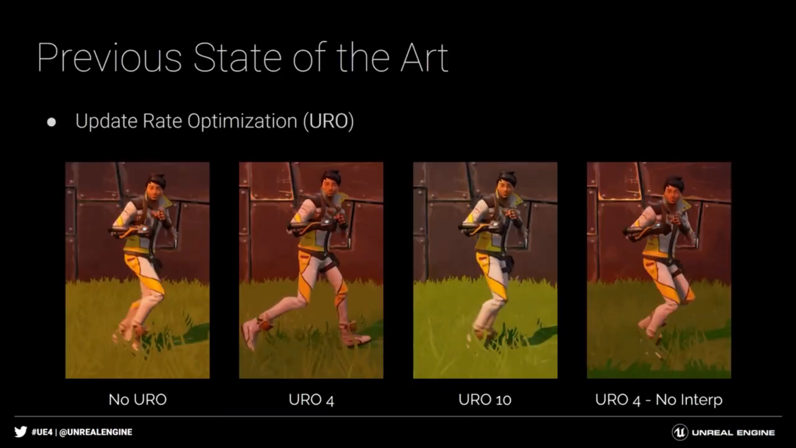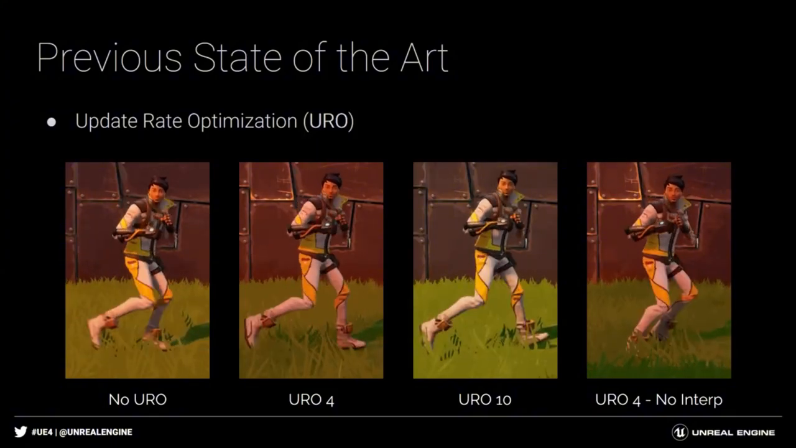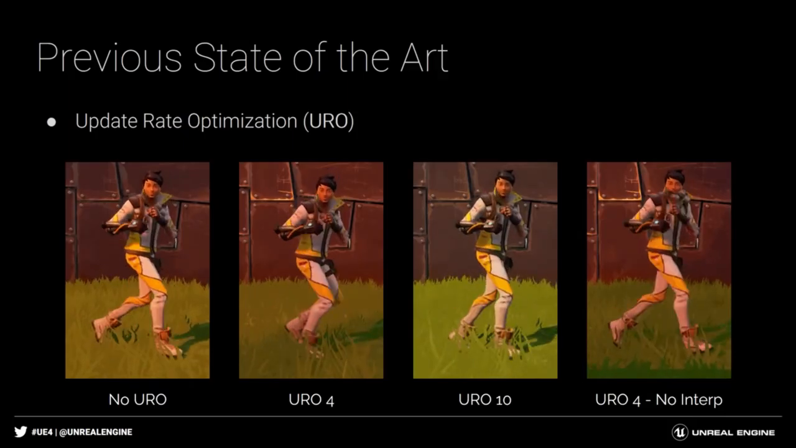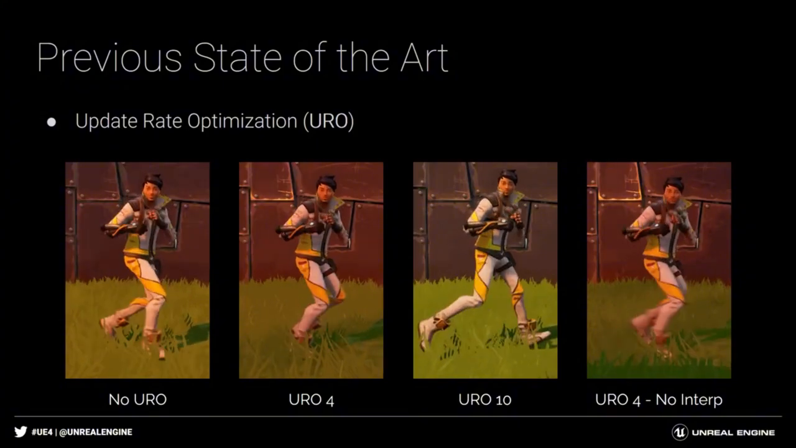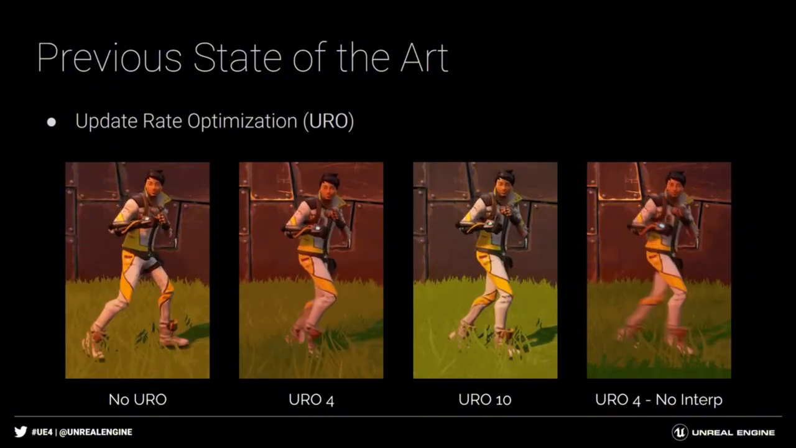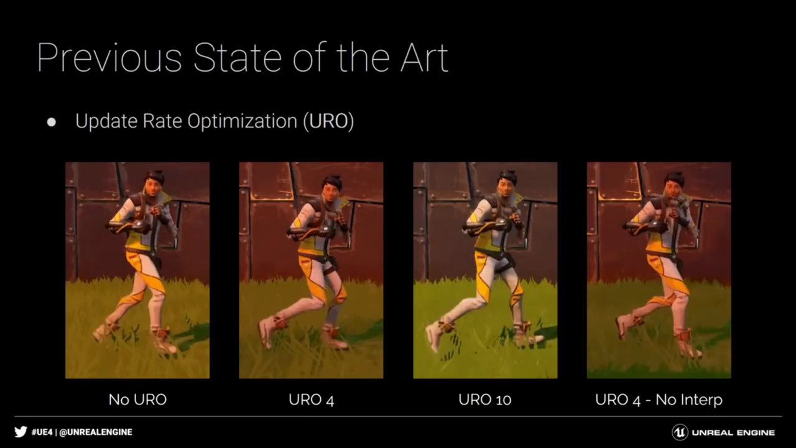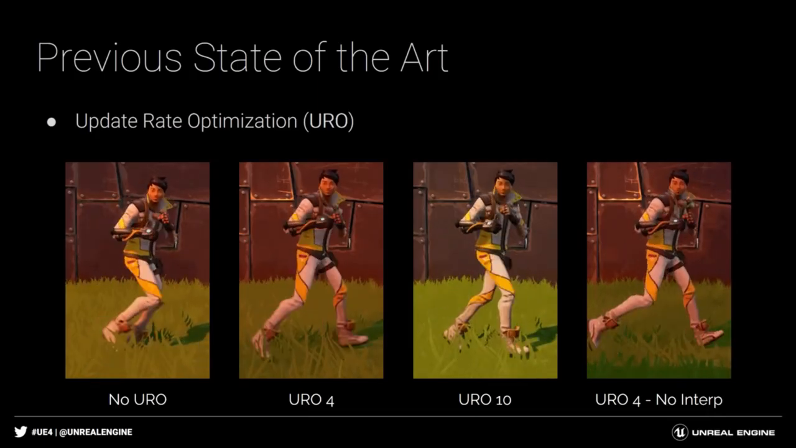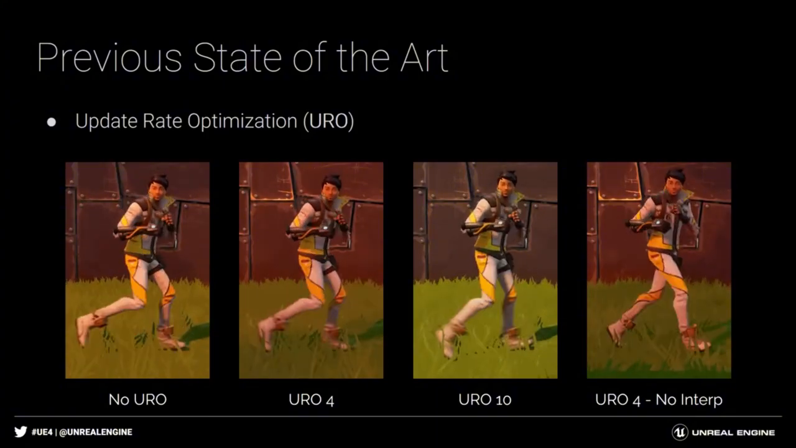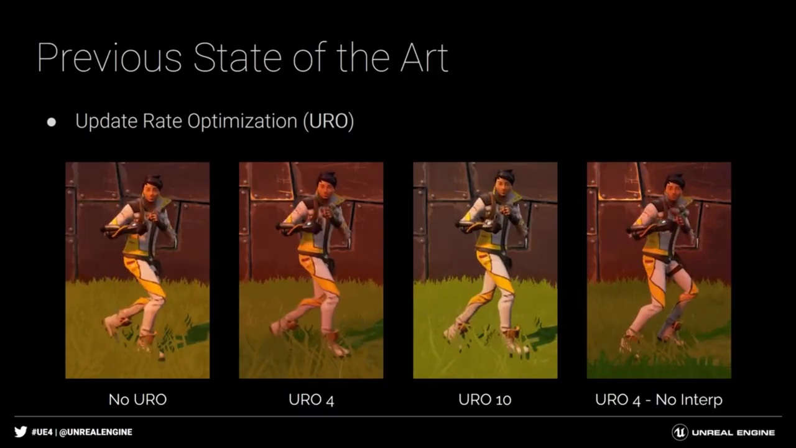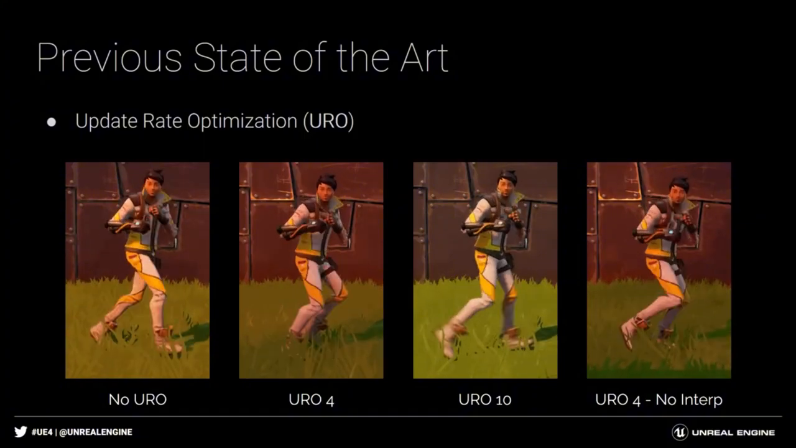So that's animation. And for animation, we use these values to drive something called update rate optimization, shorthand URO. What this basically does is limit the amount of ticks. It changes the rate at which an animation or skeletal mesh is ticked. So on the left, you can see it's ticking every frame. The next image shows it ticking every 4 frames, and the next one's even 10. And then another thing you can do with it is actually disable interpolation, because whenever you do interpolation in between ticked frames, you're still going to pay a game thread cost for that.